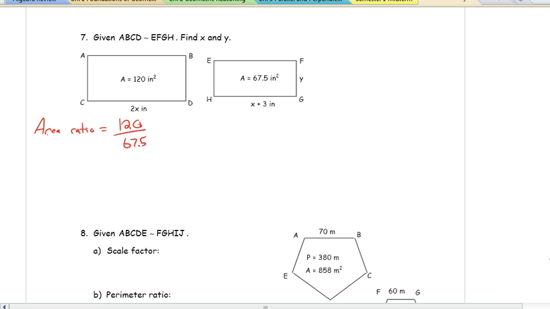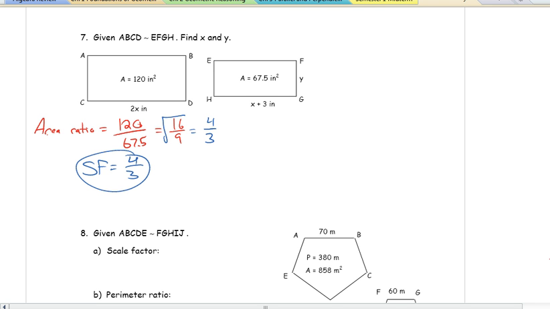Let's hit MATH FRAC and see what that comes out to be. So 120 divided by 67.5. We do MATH FRAC. That's going to come out to be 16 over 9. But remember, our area ratio was squared. So how do we get rid of squaring something? Well, we take the square root. The square root of 16 is 4. The square root of 9 is 3. So that's our scale factor that we need to use for this particular problem.